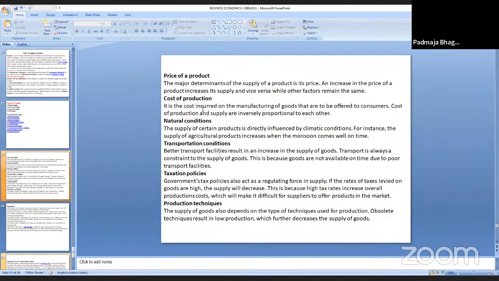Natural condition is nothing but the supply of certain products is directly influenced by climatic conditions. Whatever supply you are making is always directly influenced by the natural condition. For example, supply of agricultural products increases when the monsoon comes well on time. Is it right? So when the monsoon comes on time, the agricultural products will increase.